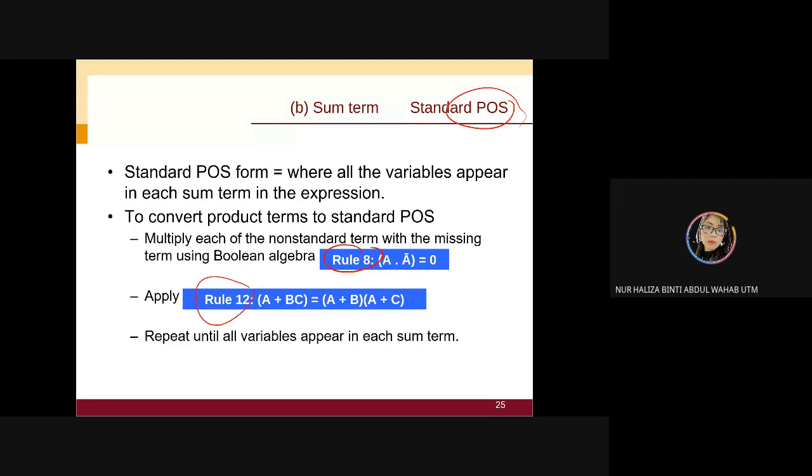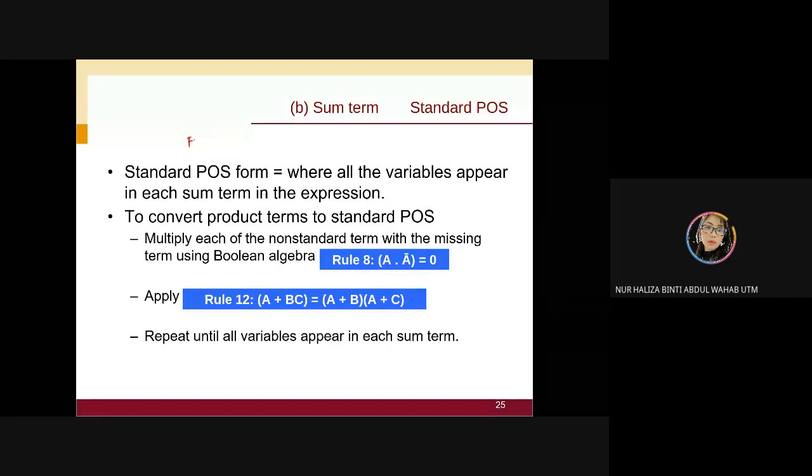For rule number 8, you have A multiply with A bar equals 0. Just now for SOP, you multiply with 1. So here, why is it 0? Because POS is different. You have this look: A, B, sorry, A plus B multiply with A plus B bar. Okay, like this. I need to have C plus C.